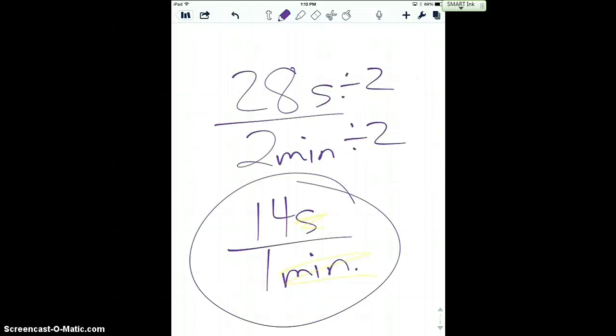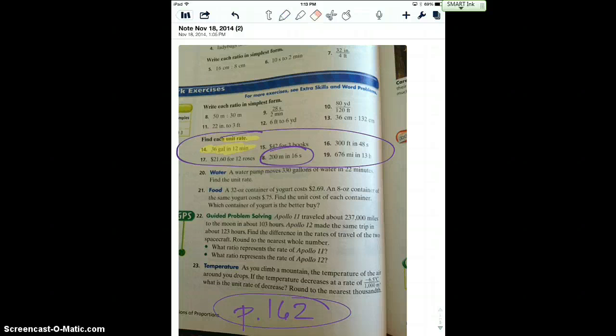Alright, let's try some other ones. So that was unit rate. Hopefully you have an idea of that now. Now if we look at some of these wordy problems. This one about the water. A water pump moves 330 gallons of water in 22 minutes. Find the unit rate. Alright, we just did that, so we don't need to practice that. How about the food one? It's about food, then we're probably going to love it.